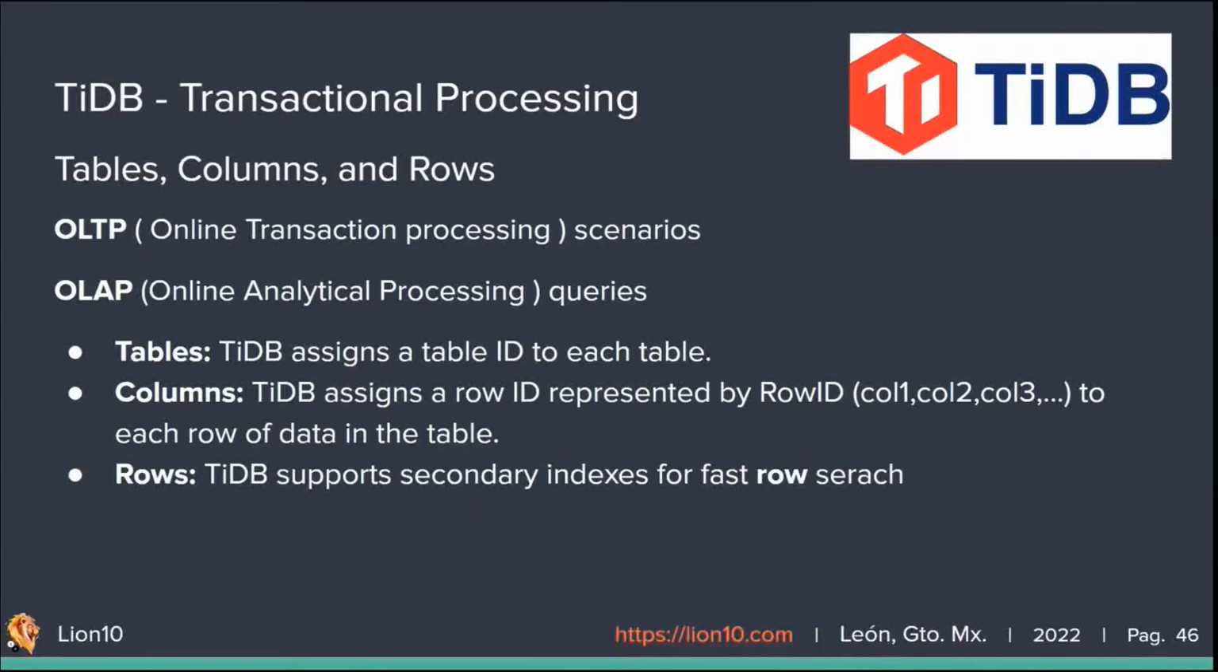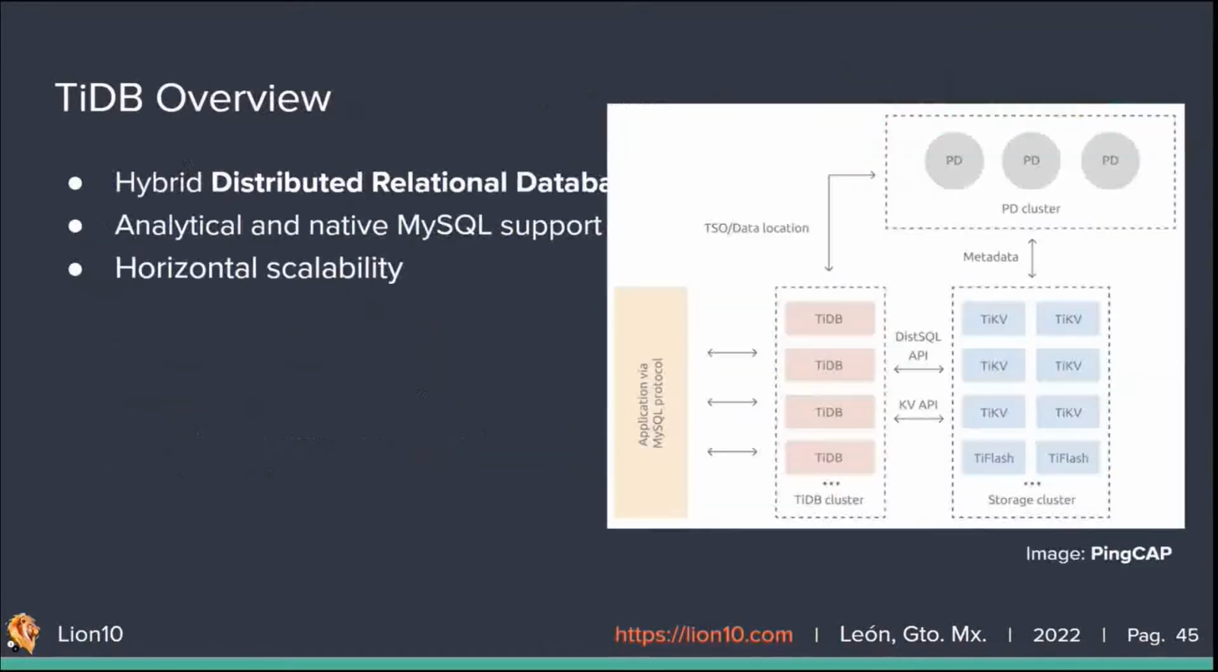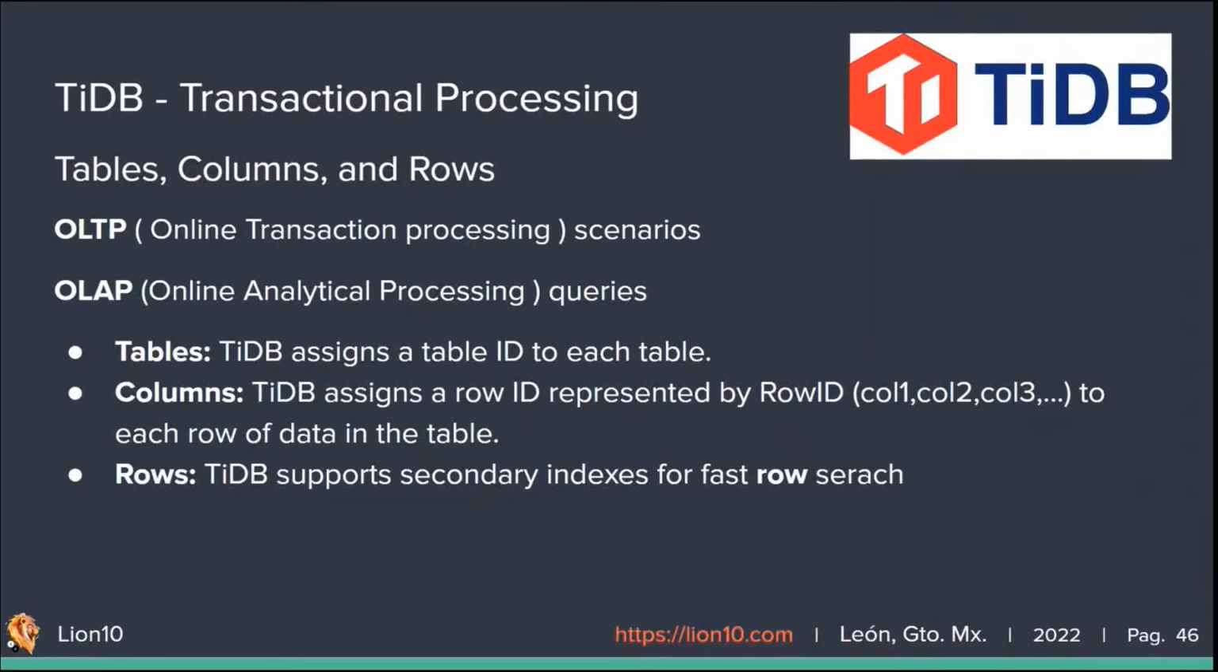Okay, so TiDB transactional processing. Let's talk about tables, columns, and rows. In OLTP, which means online transaction processing scenarios, there are many operations such as adding, deleting, changing, and searching for data on a single or multiple rows, which needs the database to read a row of data quickly. Therefore, each key should have a unique ID, either explicit or implicit, to make it quick to locate. Here we're going to talk about just general best practices.